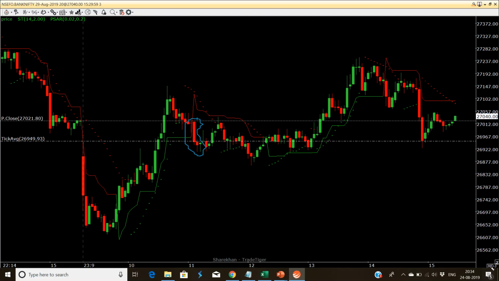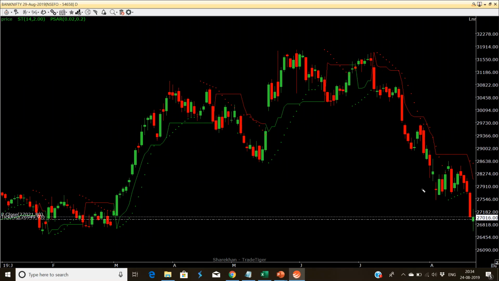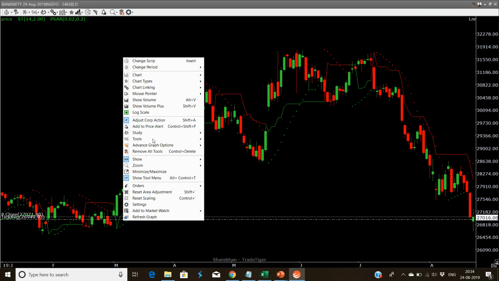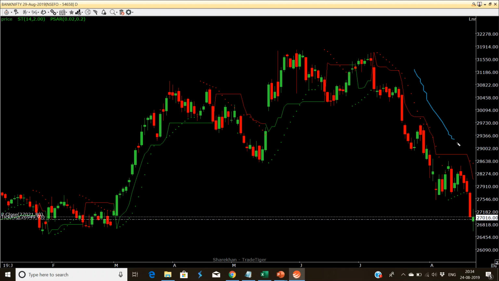Before we actually trade on the execution time frame, which can be 3 minutes or 5 minutes, you always look at the daily Supertrend. What is the daily Supertrend saying? If you look at Bank Nifty, the daily Supertrend is showing a bearish trend. The market has been falling and is still under the Supertrend, so it's still bearish.